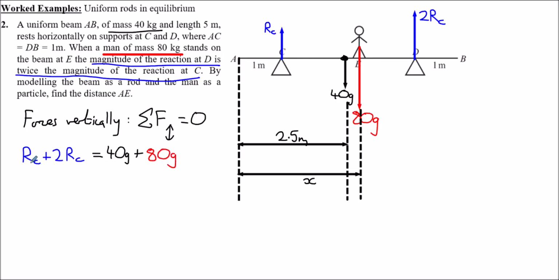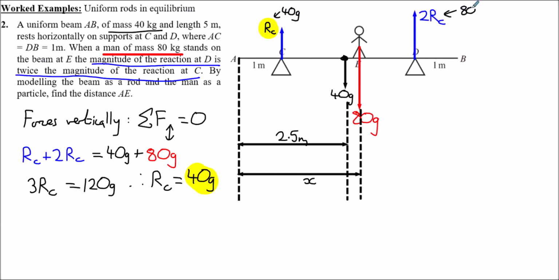We can now simplify this quite easily and solve it. So 3 lots of reaction at C, 1R plus 2R is 3R's. 40g plus 80g is 120g. If we divide both sides of this equation by 3, we can now see that the reaction at C has to be 40g. Because we know this now, we can add this in. Because reaction at C is 40g, let's just include this. So that's now 40g, and 2 lots of 40g we can now say is 80g. So this will only help us to solve this problem.